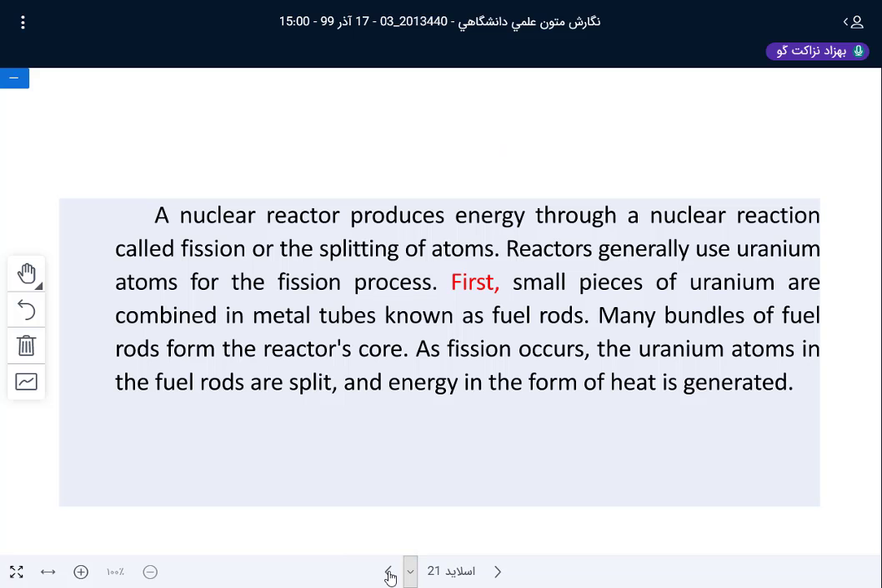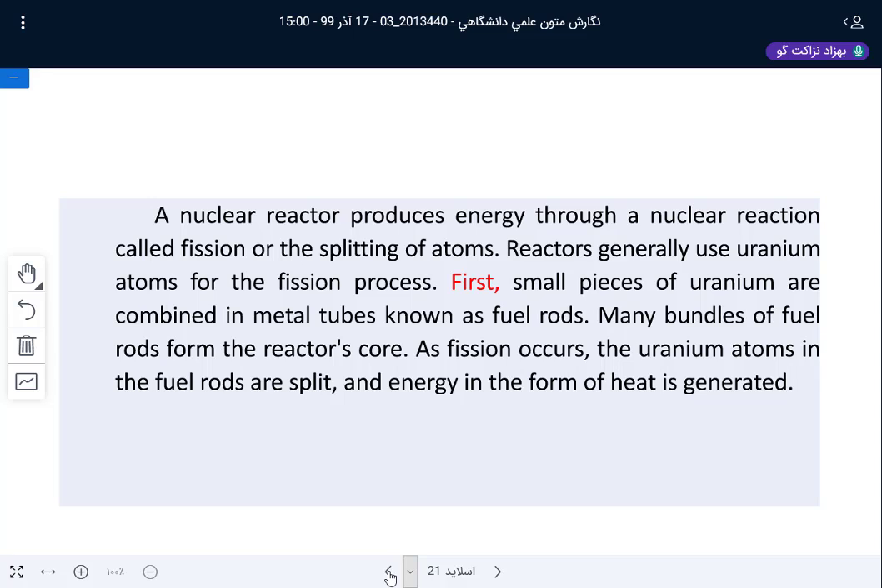The first paragraph. A nuclear reactor produces energy through a nuclear reaction called fission, or splitting of atoms. This is the topic sentence. Nuclear reactor produces energy. Okay. You say how it produces. You say your stance, how it works. So, through a nuclear reaction called splitting atoms.